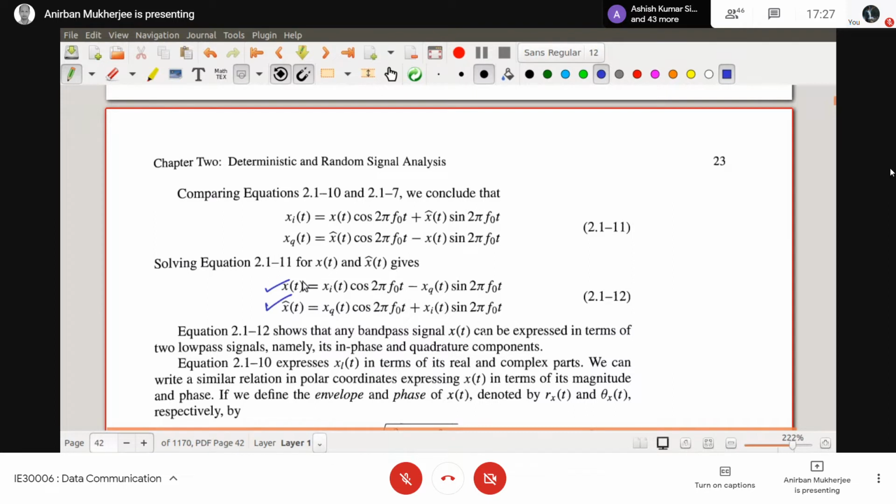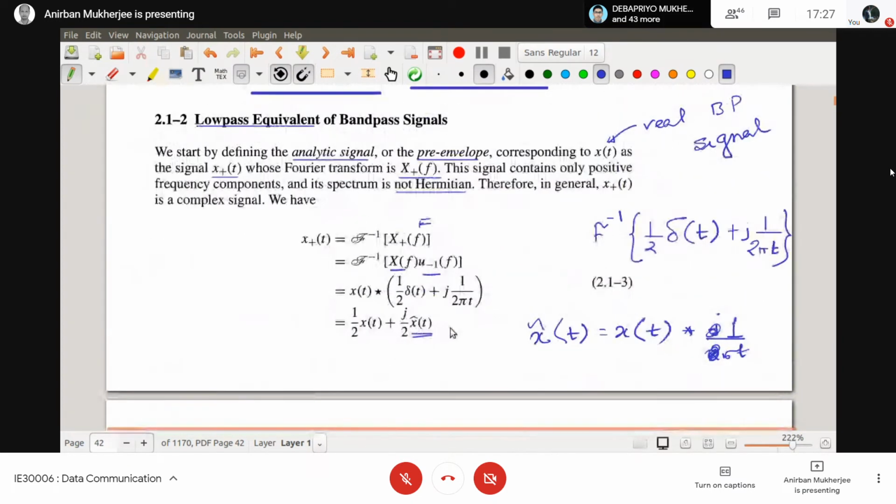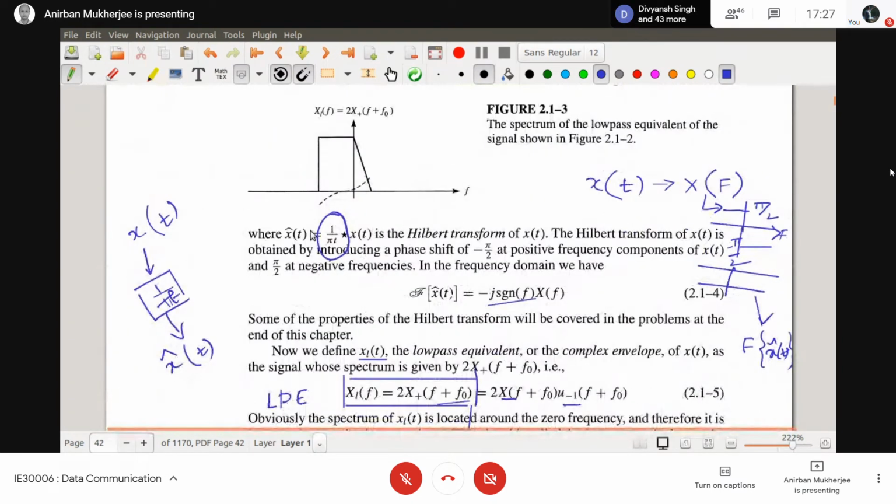Please remember that generally when you talk about a transform, it means the domain will be changed. But here in the Hilbert transform, the domain is not changed. It is in the t domain, and the result is also in the t domain. The only thing is that it is a convolution of x(t) with 1 by πt. In the frequency domain interpretation, if I take x̂(f) and X(f), that is equal to minus j sgn(f) times X(f), that is minus j sign f.